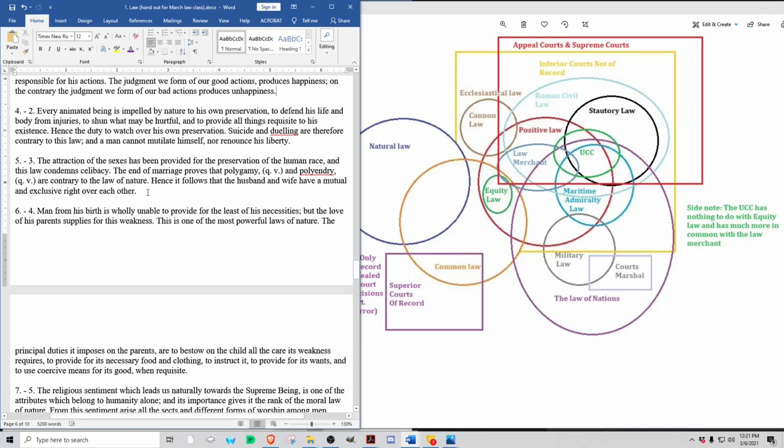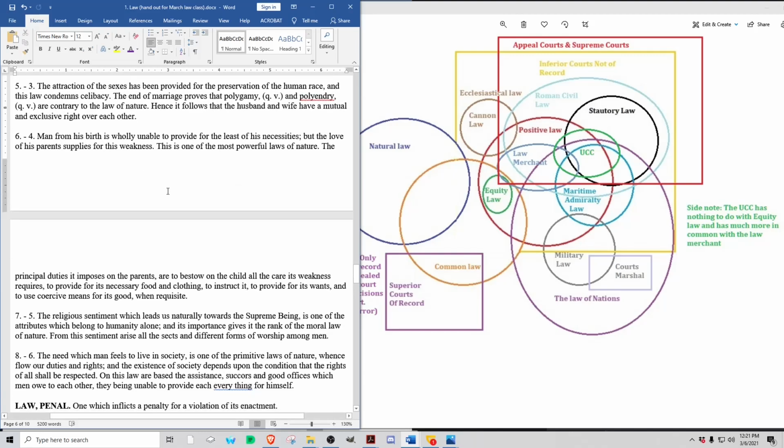So anyway, number 6. Man from his birth is wholly unable to provide for the least of his necessities, but the love of his parents supplies for this weakness. This is one of the most powerful laws of nature. The principal duties it imposes on the parents are to bestow on the child all the care its weakness requires, to provide for its necessity of food and clothing, to instruct it, to provide for its wants, and to use coercive means for its good when requisite.